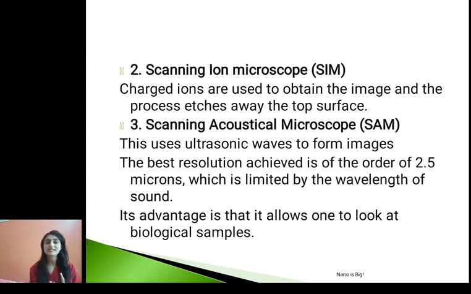Second, we have the scanning ion microscope, SIM. In the case of SIM, we use charged ions to obtain the image, and the process etches away the top surface. Third, we have the scanning acoustical microscope, SAM. This uses ultrasonic waves to form images. The best resolution achieved is of the order of 2.5 microns, which is limited by the wavelength of sound, and its advantage is that it allows one to look at biological samples.